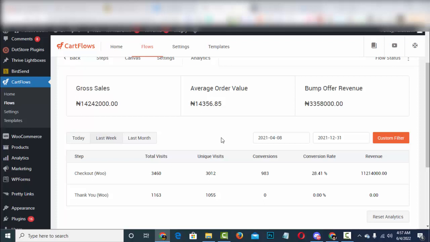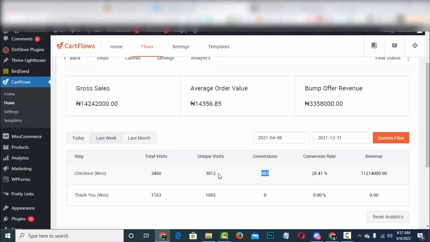Now, what you see on your screen simply means we are able to get 3,000 people into the checkout page. Guys, take note of this. This is important. 3,000 people into the checkout page, and guess what? Only 983 purchased. I don't know if you guys are getting it anyway.